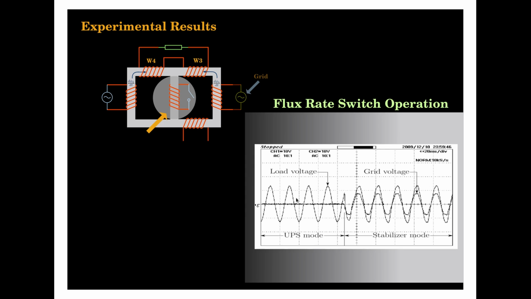Observe here that there was no grid. The complete load was supplied by the series compensator, voltage controlled inverter. And then at this point, when the grid came into the picture, this switch, the flux rate switch, opened out, and then the grid is pumping power through winding W3, and the difference power to make up for the distortion in the grid voltage is pumped through W4, and then this is going back again to series compensator mode like a stabilizer. So this would be UPS mode, and this would be the stabilizer mode.